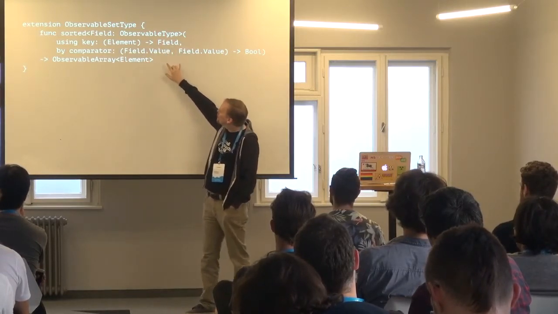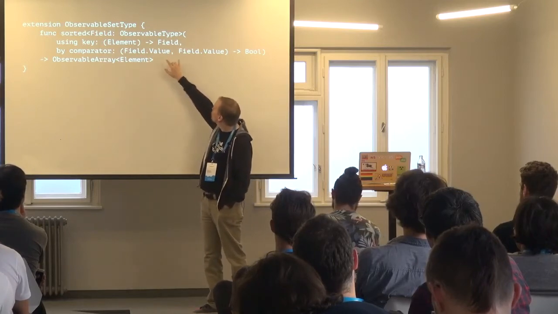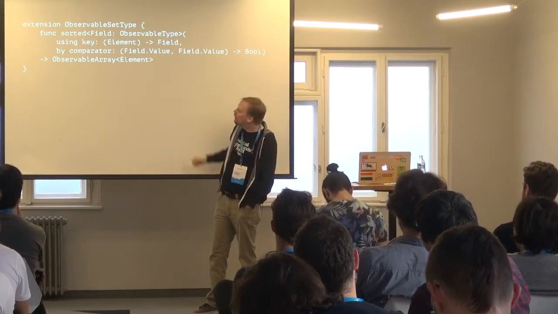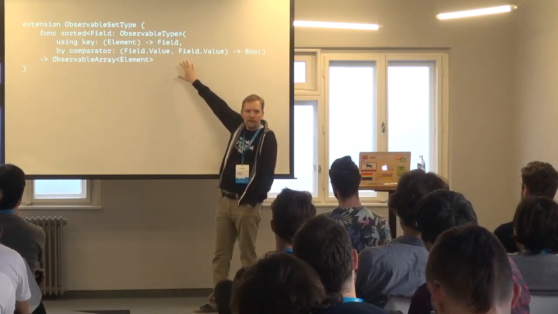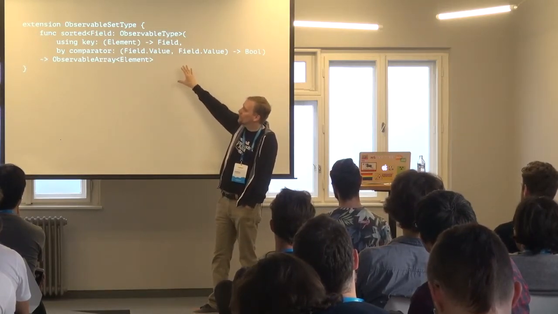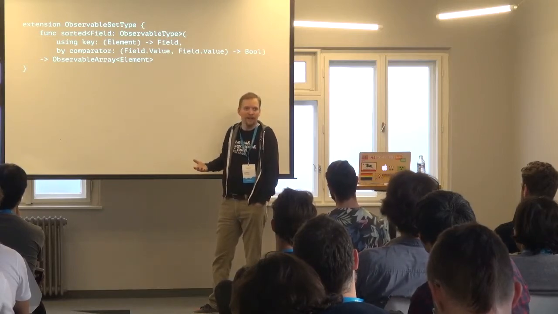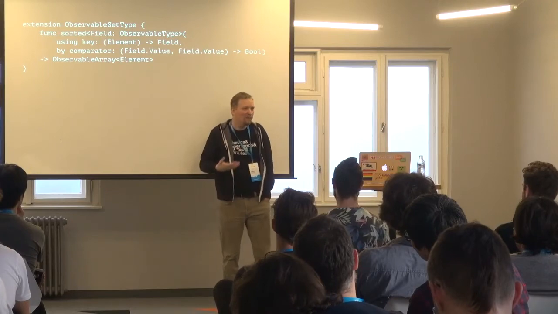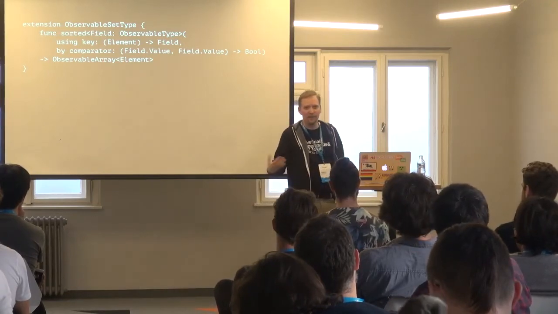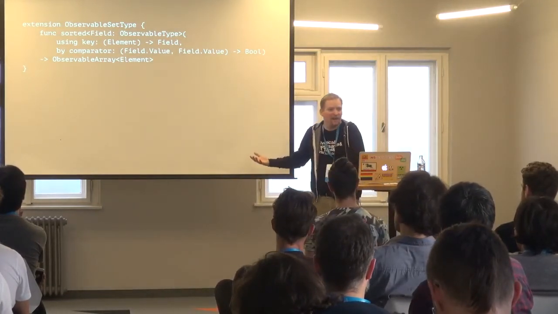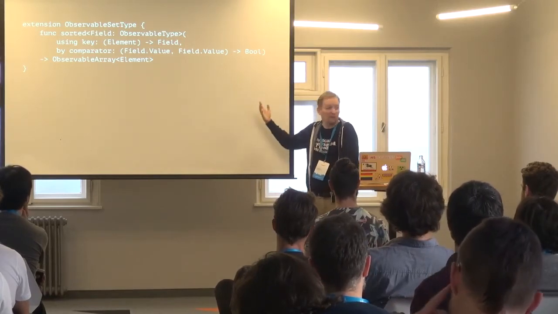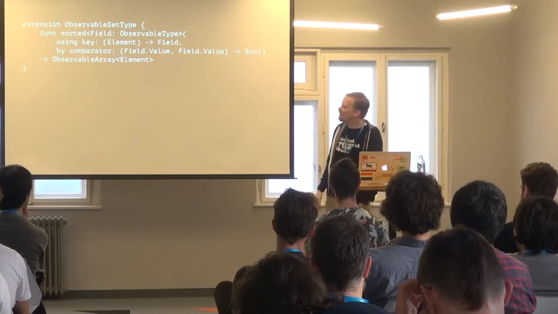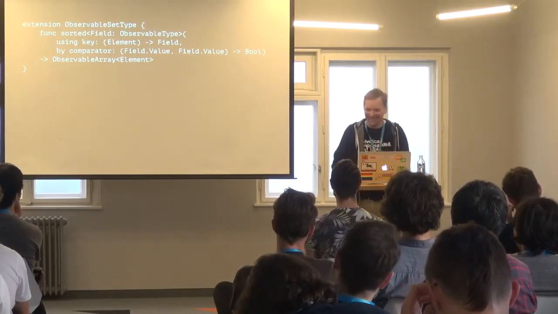And then it takes a comparator, which takes two values of this field and determines if one is less than the other. If we would define this, we would have a way to use sort descriptors in this world, and we would have a nicely functional, composable solution to use sort descriptors, just like Cocoa does, in an observable way. That's pretty cool. This isn't implemented yet, so maybe that's for tomorrow. All right?